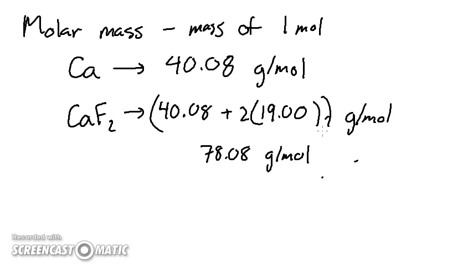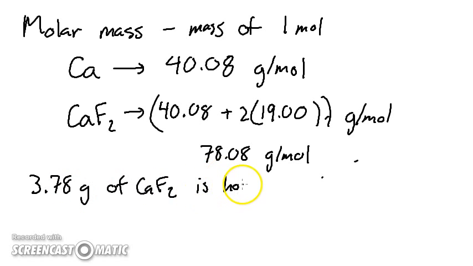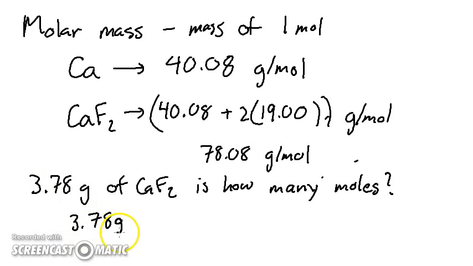We could use this, for instance, to solve the question if we have 3.78 grams of calcium fluoride, and we want to know how many moles. We'll start this problem the same way that we start any other dimensional analysis problem, starting with the value that tells us how much we have. In this particular case, we have 3.78 grams, and so that will be our starting value, and as we generally do, we'll put that over 1 just to make it look like a fraction so it's easier to do the math with.